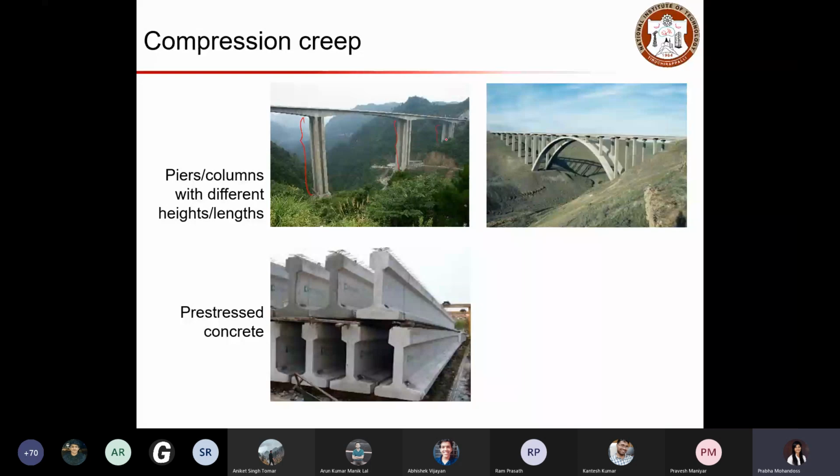So when your columns or piers are experiencing axial load, what is going to happen? Your axial member is going to get shortened in height or length due to the creep condition. So in such cases, you may experience differential settlement, especially when you have different heights. So what happens when you have such differential settlements on this type of structure?